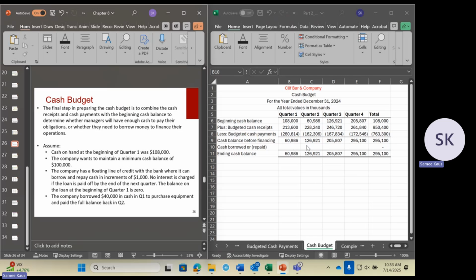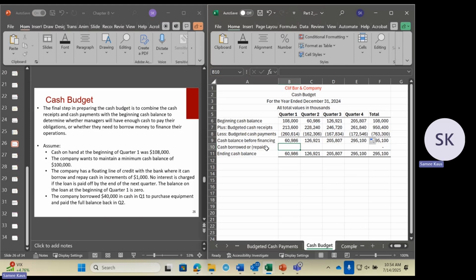Other than that, I'm looking at this and saying, well, they don't have 100 million, so I'm going to assume maybe they need to borrow. The company has a floating line of credit with the bank where it can borrow and repay cash in increments of $1 million. No interest is charged if the loan is paid off at the end of next quarter. The balance in the loan at the beginning of Q1 was 0. So that's telling me that I don't have any interest expense charges because I didn't have a balance.